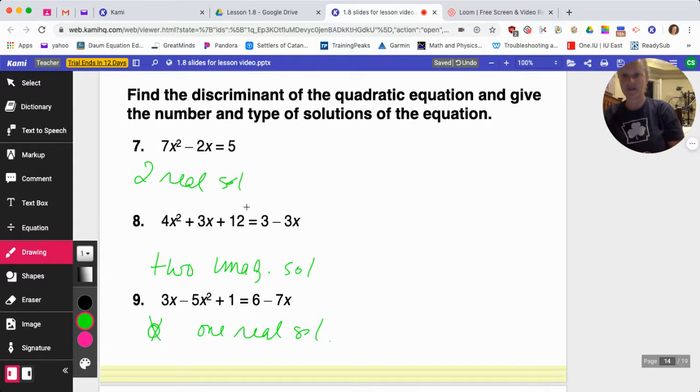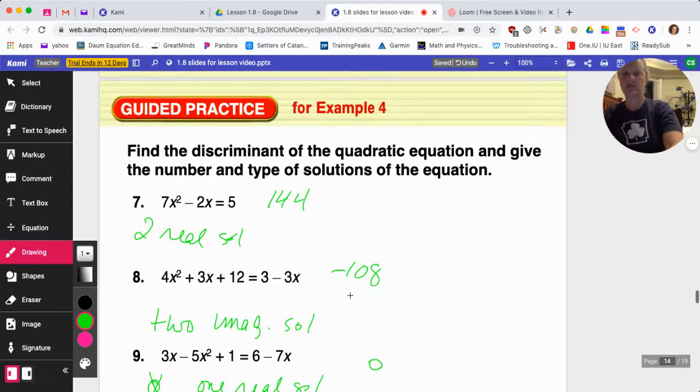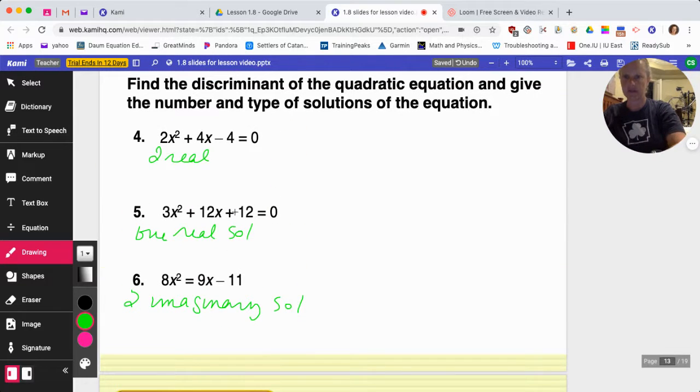That's the number underneath the discriminant. So it does say to find the discriminant. I guess I should say that. The discriminant for this one is 144, negative 108, and 0. I didn't give the answers here. Number 4 is 48. Number 5 is 0, obviously. Number 6 is 271.